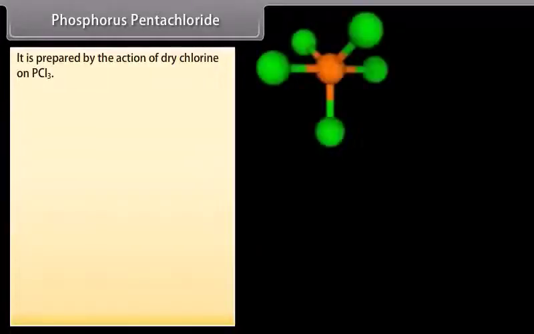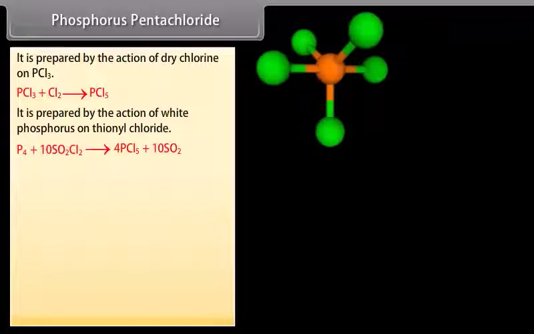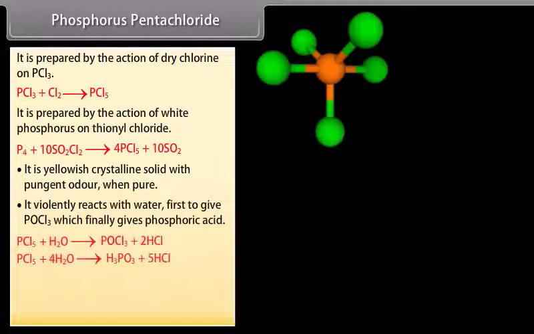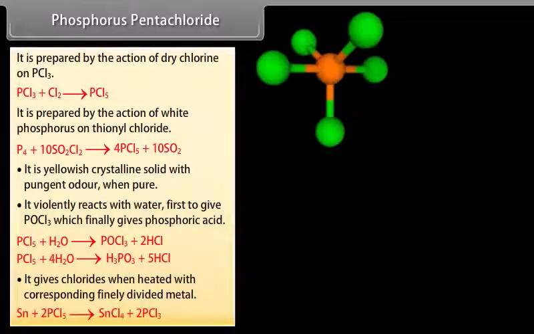Phosphorus pentachloride. It is prepared by the action of dichlorine on PCl3. It is also prepared by the action of white phosphorus on thionyl chloride. It is a yellowish crystalline solid with a pungent odor when pure. It violently reacts with water first to give POCl3, which finally gives phosphoric acid. It gives chlorides when heated with the corresponding finely divided metal.